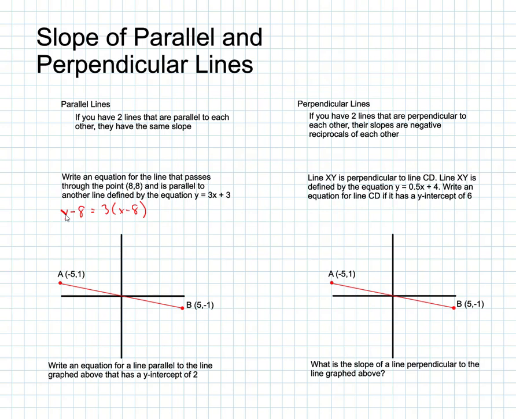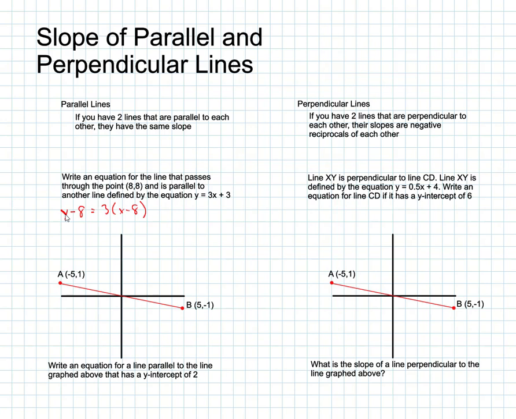Line XY is perpendicular to line CD. Line XY is defined by the equation y = 0.5x + 4. Write an equation for line CD if it has a y-intercept of 6. So the line that line CD is perpendicular to is written in slope-intercept form. So it has a slope of 0.5.